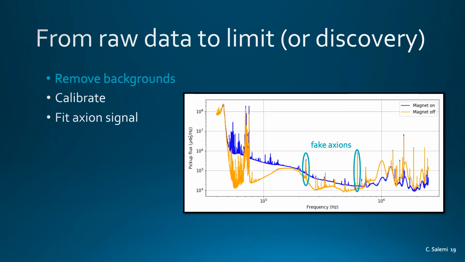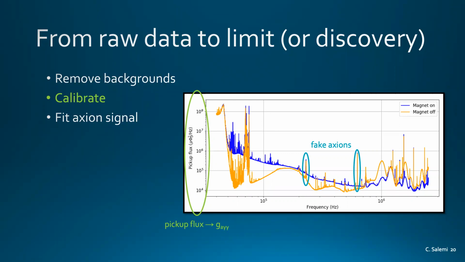So the other thing we need to do is we need to figure out how to translate this pickup flux into units of G_aγγ. And so to do that, we do a full end-to-end calibration. We actually have a wire running through our magnet. And so we can inject just oscillating currents onto that mimic an axion signal. And we can get the full detector response by seeing how that responds on our digitizer.